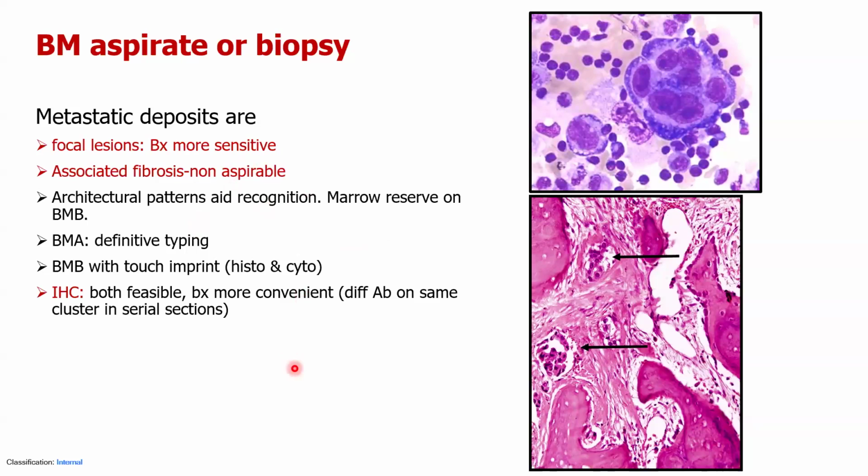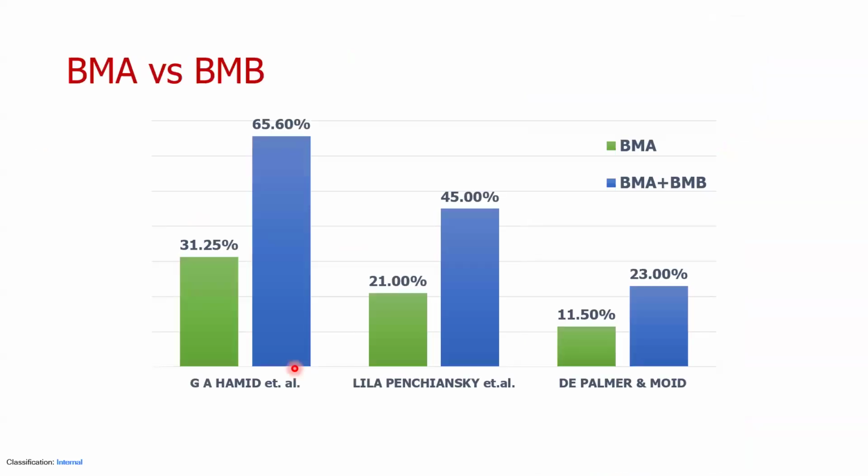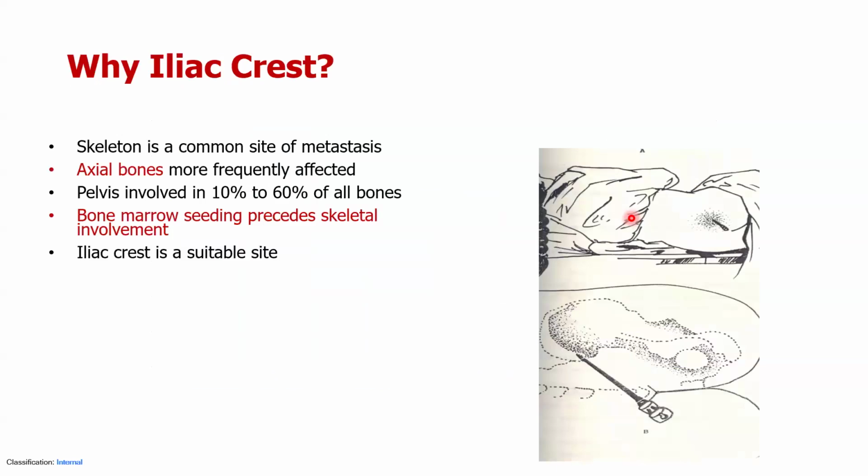We can type the malignancy, we can do IHC on the biopsy to type the primary. Several studies have shown that a combination of bone marrow aspirate and bone marrow biopsy together will help in detecting the metastasis much earlier. Most commonly, the biopsy is done from the iliac crest. Why? Because this is accessible across all age groups. The iliac crest has active marrow, and it is quite visible as well.